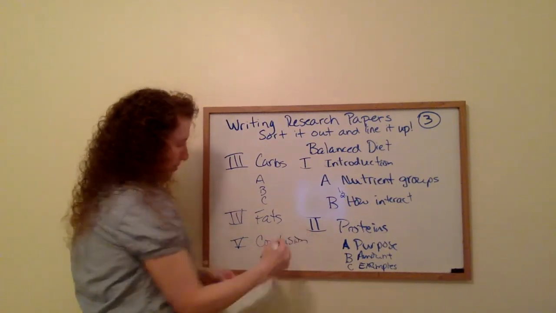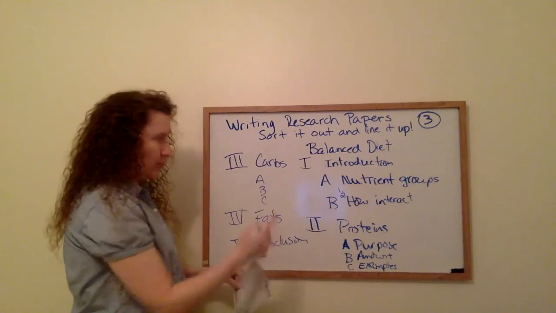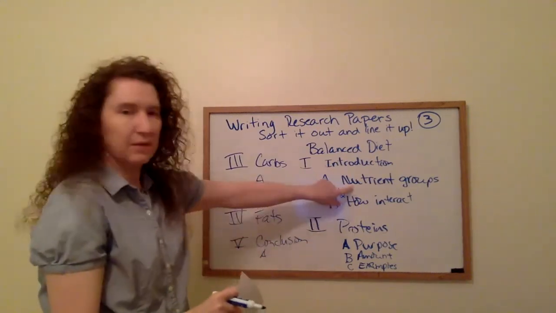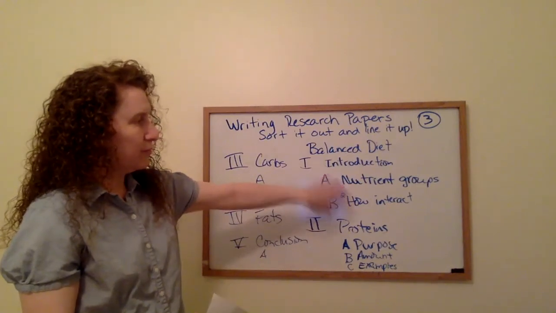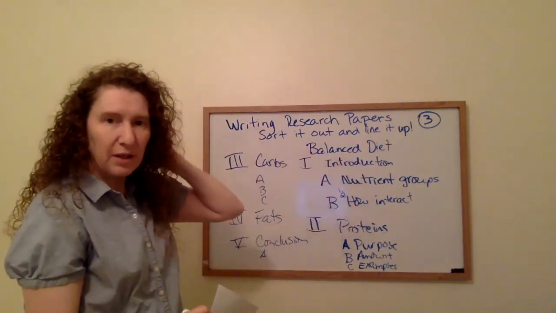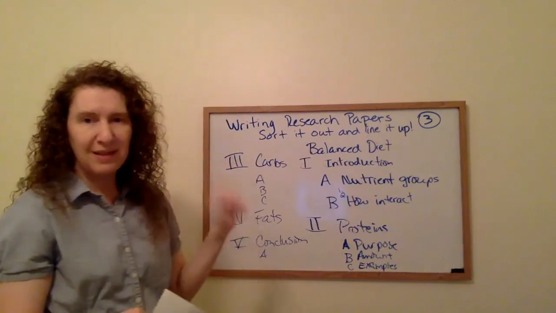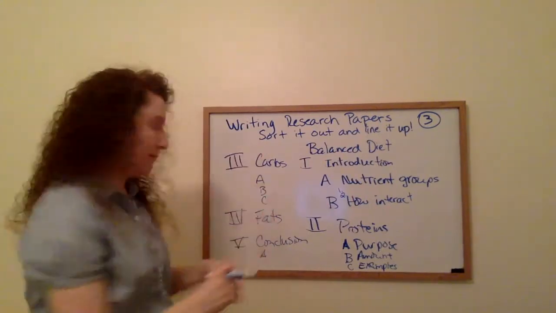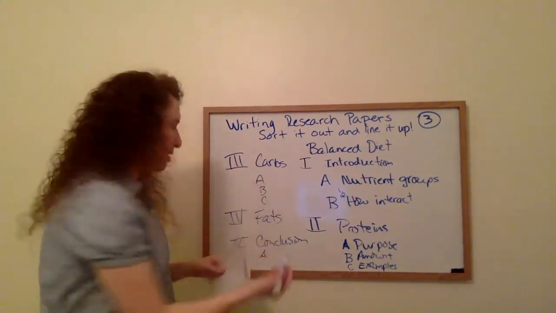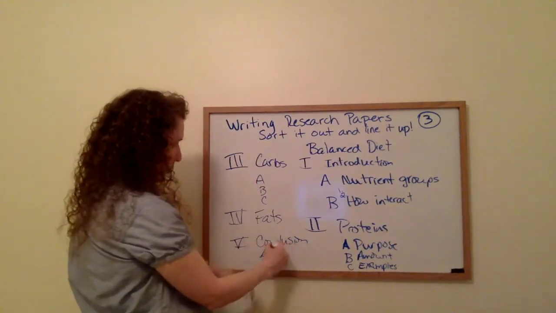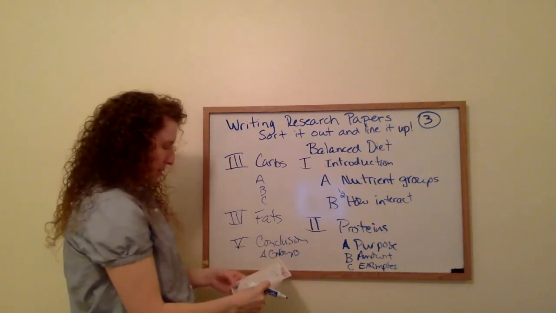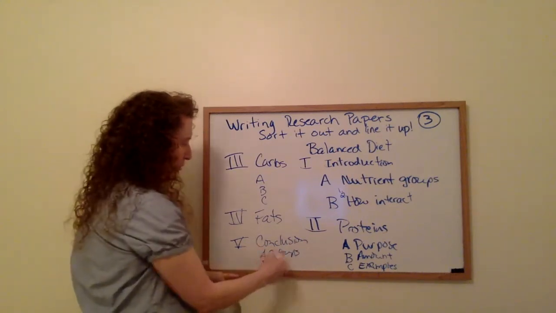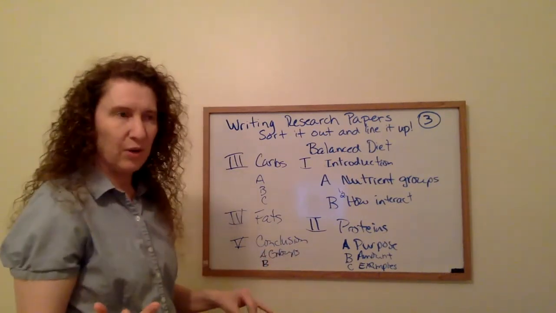And my A is going to be to reiterate the groups. When you have a conclusion, you refer back to the introduction. You don't restate it, like you don't repeat it. You restate it in a different way. So I'm going to have the groups, and then for the B, I would put a challenge or a question.